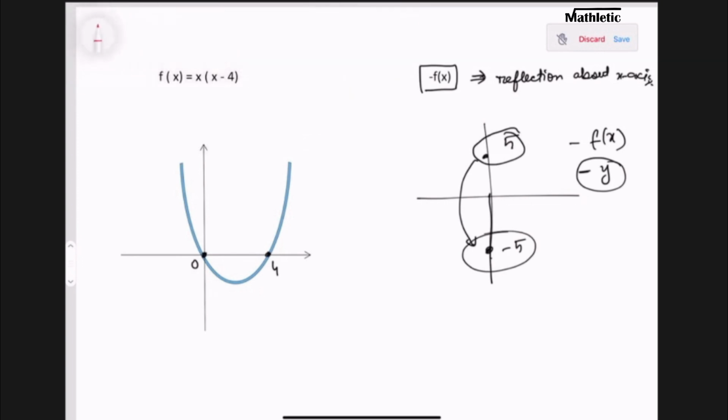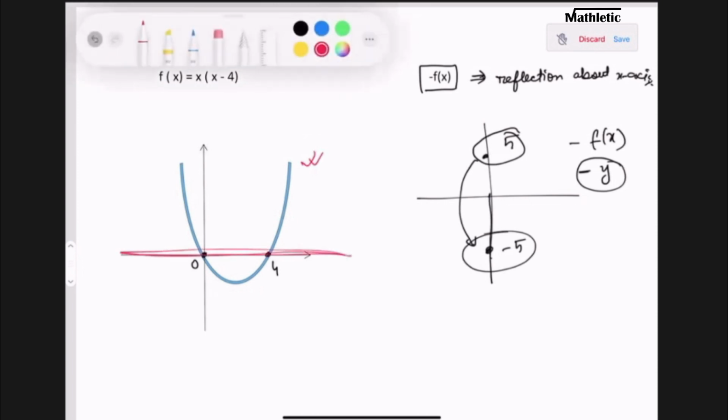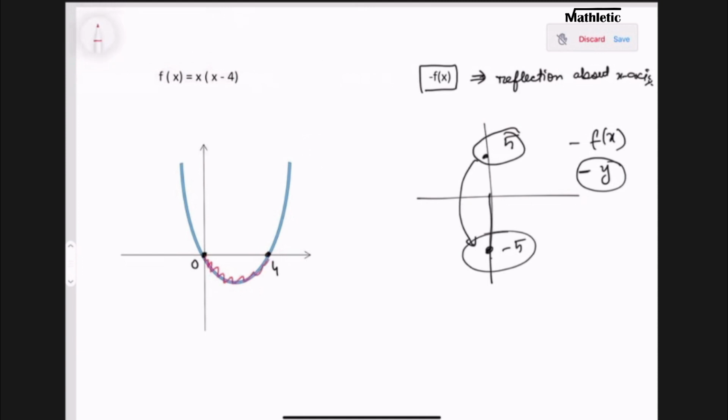So this part here, if I reflect this thing about the x-axis, this portion should look like this. Okay, so then you just shift this part here. So it's just that initially it's a happy face curve and now it's a sad face curve. That's it. So reflection about x-axis.